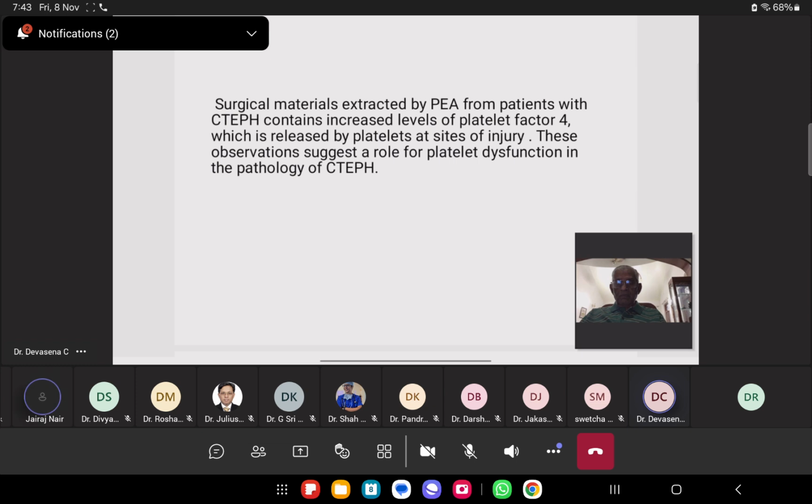Surgical material extracted by pulmonary endarterectomy from patients with CTEPH contains increased levels of platelet factor 4, which is released by platelets at sites of injury. These observations suggest a role for platelet dysfunction in the pathology of CTEPH.